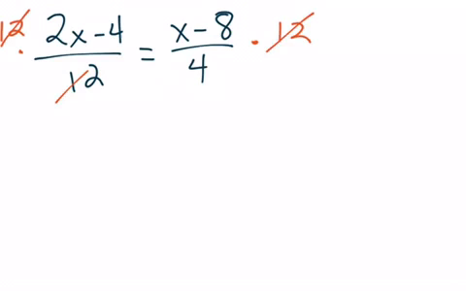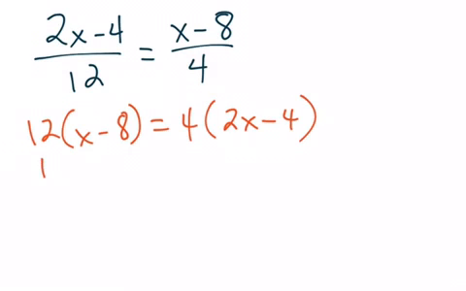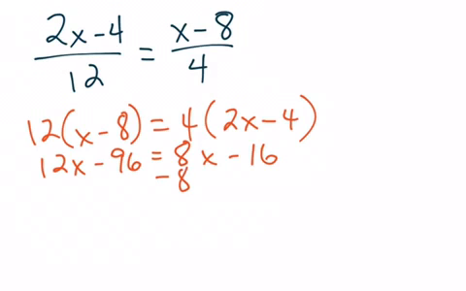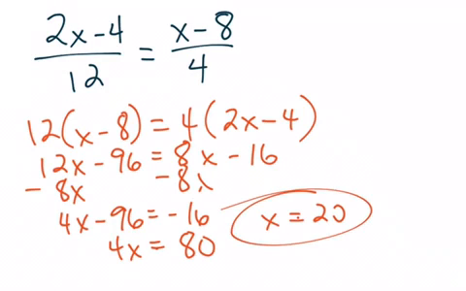Now, of course, we can also use cross products. Using the cross products, we'd have 12 times x minus 8 is equal to 4 times 2x minus 4. Then we distribute. Once we do that, now we're going to move those variables to one side. So we get 4x is equal to 80 and 20, which would be our solution.